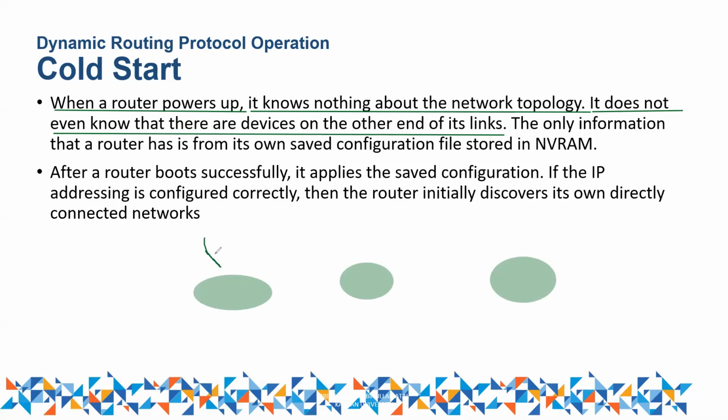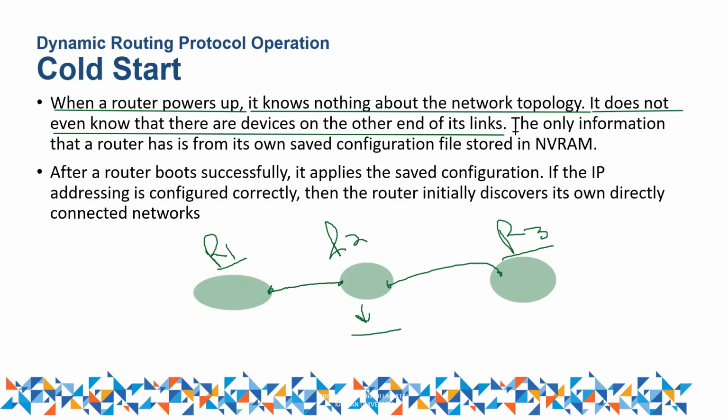Okay, R1, R2, and R3. R2 is powered on. See, R2 is connected with R1 and with R3. We power on this R2. It's a cold start. Right now, after finishing their booting process, the routers don't know who is router 3 and who is router 1 because they have not discovered their IP addresses. That's why they don't know about them, okay?